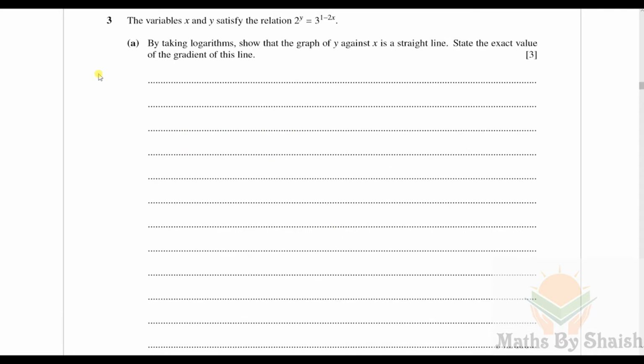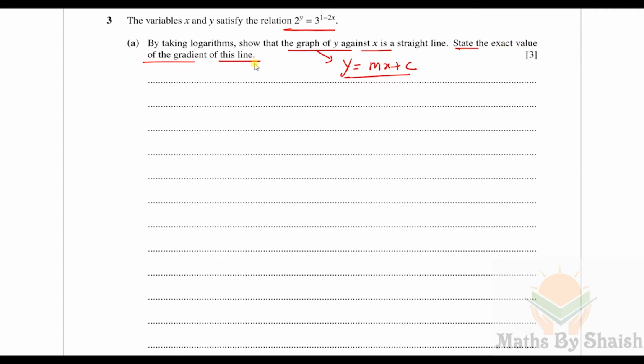Here's the third question. The variables x and y satisfy the relation 2^y = 3^(1 - 2x). By taking logarithms, show that the graph of y against x is a straight line. The gradient form of a straight line is y = mx + c. If we can show that y and x are linear and satisfy this type of equation, then it is a straight line, and state the exact value of the gradient of this line.